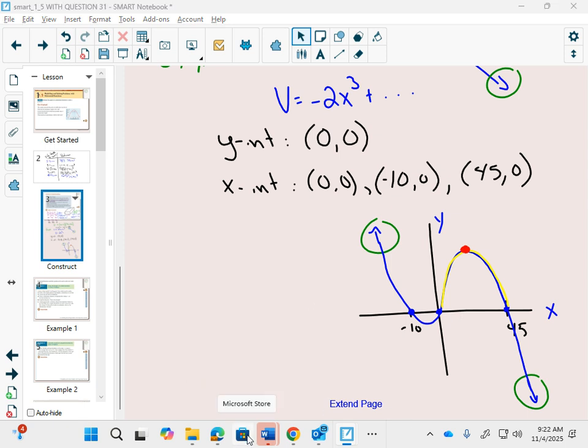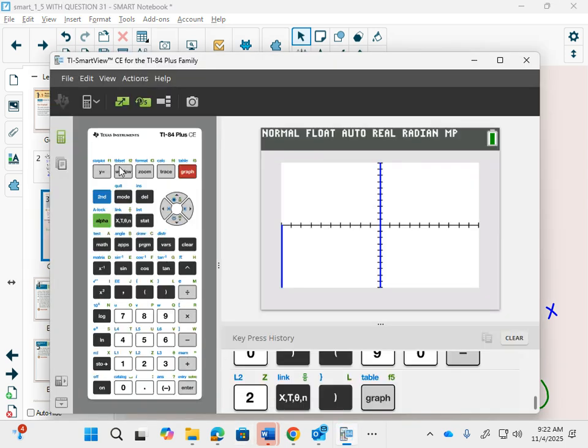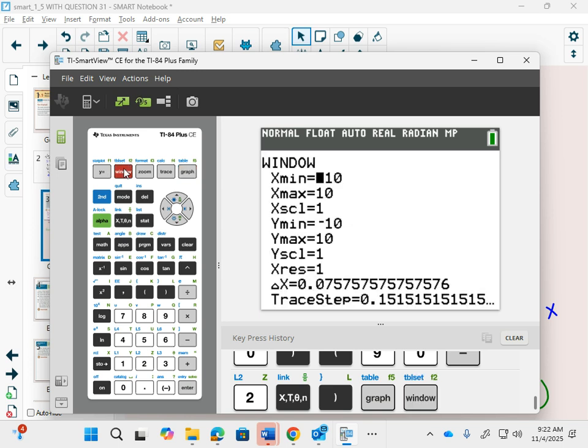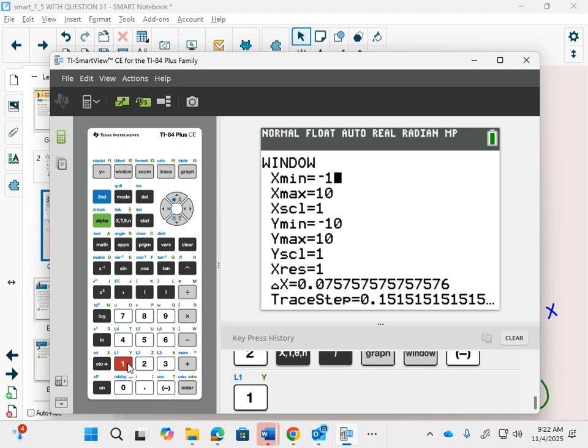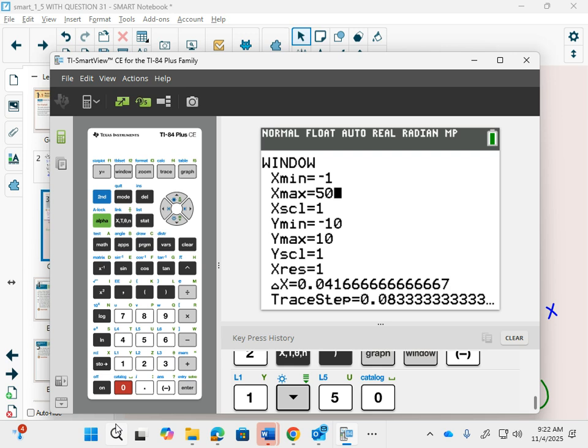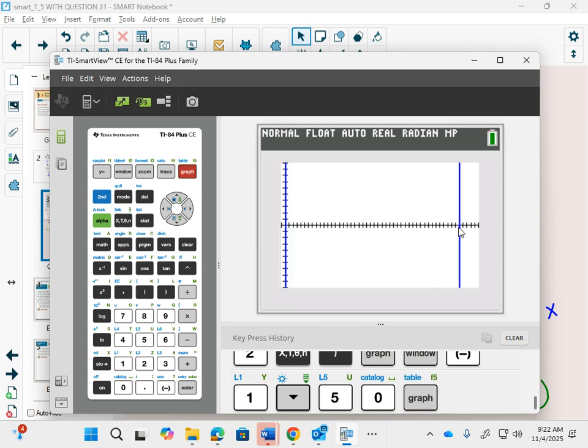So one thing you can do on a graphing calculator is hit the window button, and I'm going to change my x min to go from negative 1. I want to go up to 45, so I'll go a little further, up to 50, and then I'll hit graph. Okay, I can see it coming back down, but it looks like it's going a lot higher.